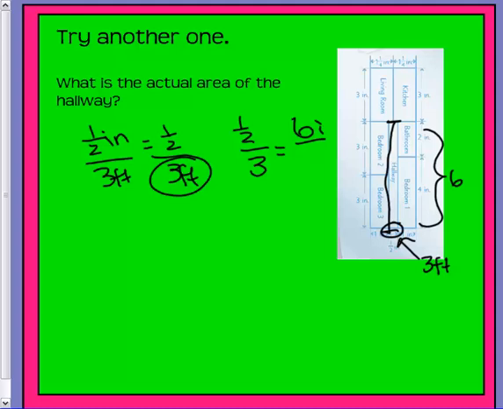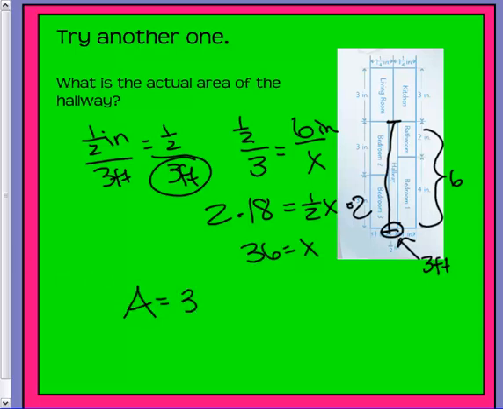6 inches be, we would take 3 times 6, which is 18, and set that equal to 1/2 x, multiply by 2, and we get 18 times 2 is 36. So we have a 36 by 3 foot room, because we're doing the length times the width. Multiply that 36 by 3, and this area is 108 square feet as well.